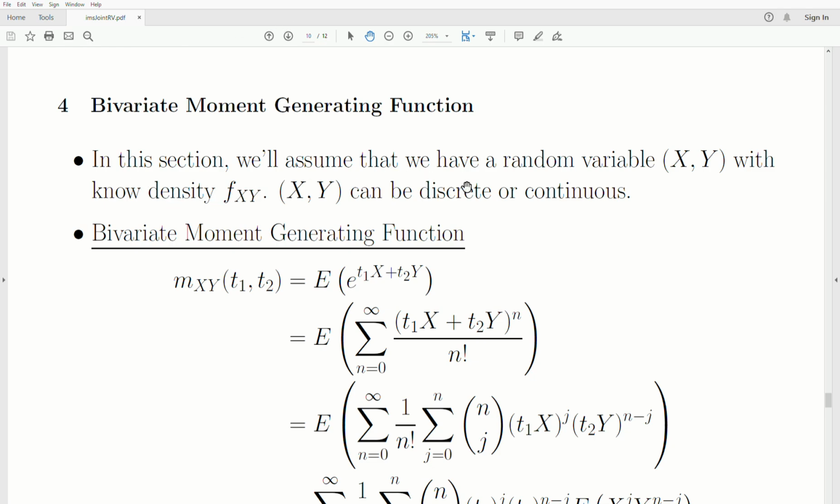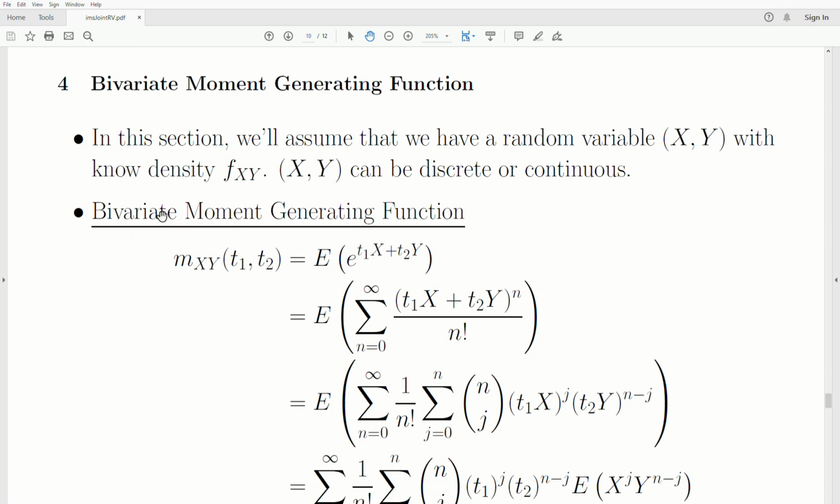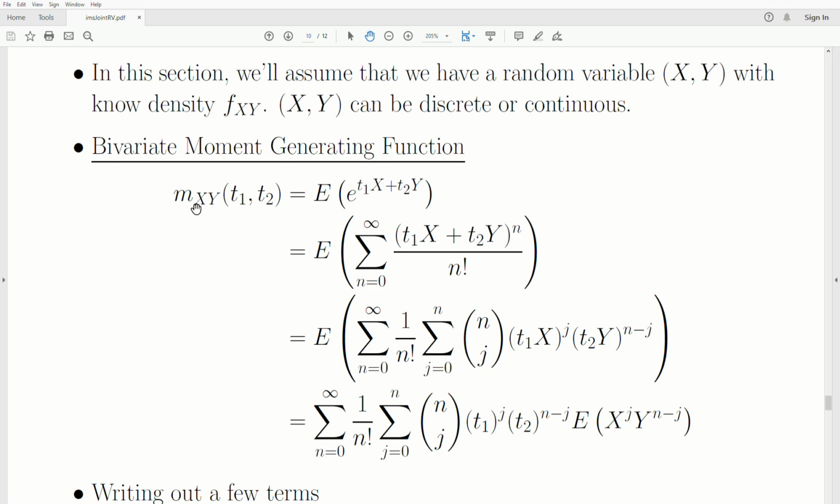So in this section, we'll assume we have a random vector X and Y with known density f. Our random variable can be discrete or continuous. And this is how you define a bivariate moment generating function. M of X,Y, a bivariate moment generating function of t1 and t2, is the expected value of e to the t1 X plus t2 Y.